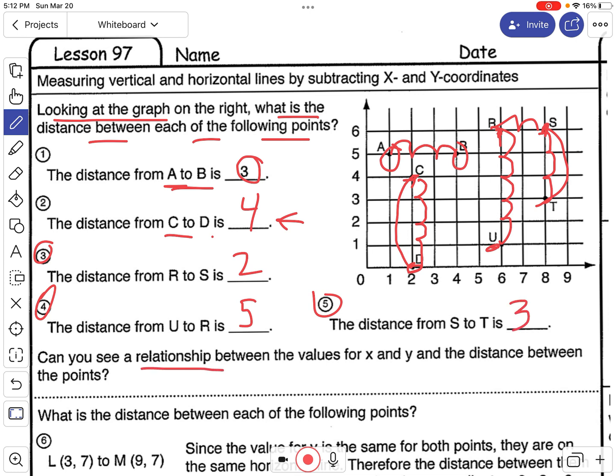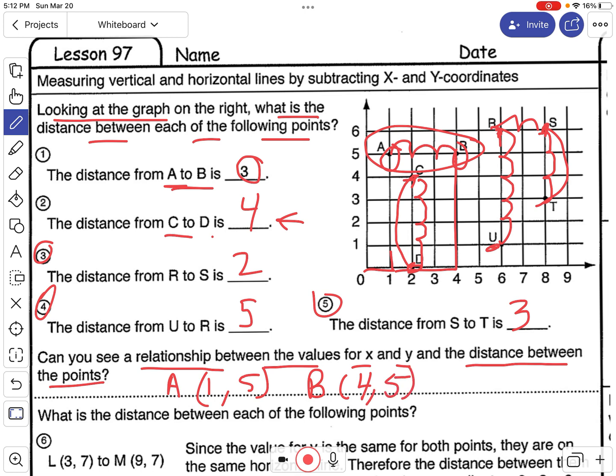Can you see the relationship between the values for X and Y and the distance between the points? Let's take a look at that. How about our first one, from A to B? A is at point, you remember you go over first and then up. So that would be 1, 5 is where A is. Whereas B is at 4, 5.